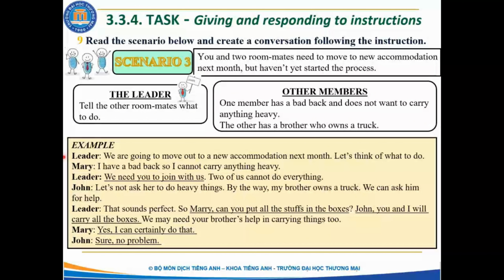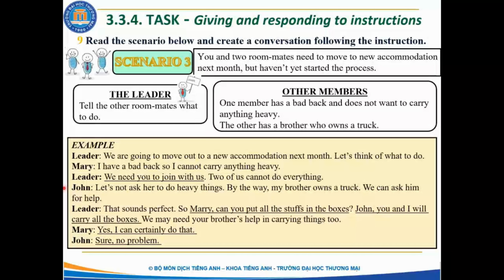So in this example, 3 people join the conversation. The leader, Mary, is the one who has a bad back, so she cannot carry anything heavy. And John is the one who has a brother who owns a truck. Alright. Now please spend some time reading the example and see how the leader stands his ground and what he asks Mary and John to do, and how Mary and John respond to the instruction.